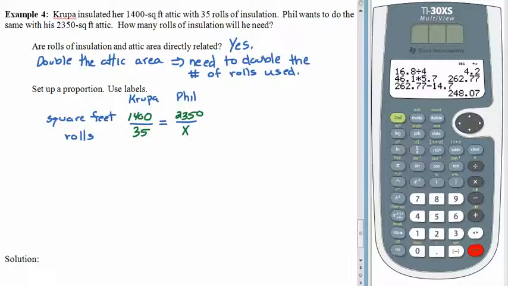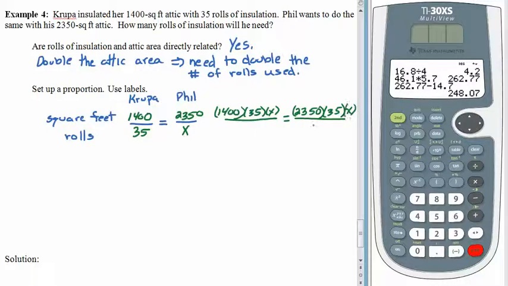And then we need to solve it. We notice that the denominator contains the variable. So we want to multiply both sides of the equation by both denominators. So we have 1,400. That was already there, but that needs to be multiplied by 35 and by x. On the other side, we have 2,350. Multiply that by 35 and by x.